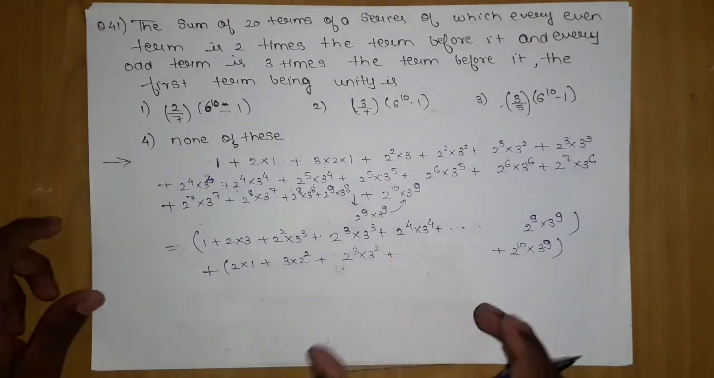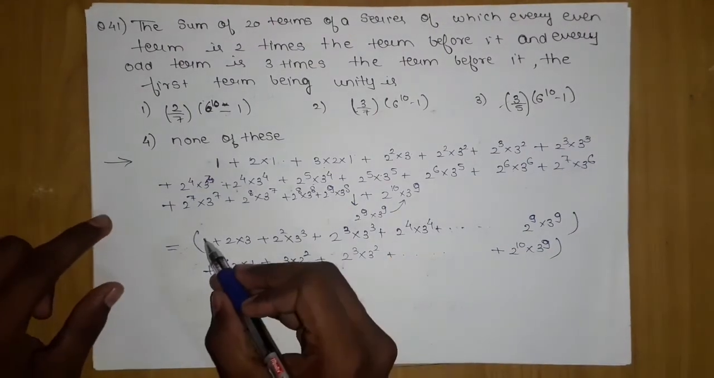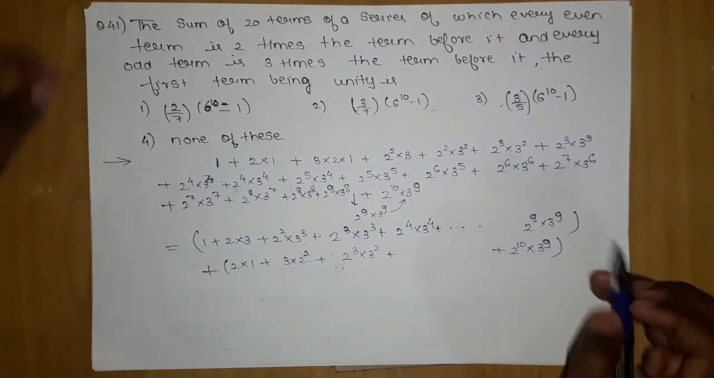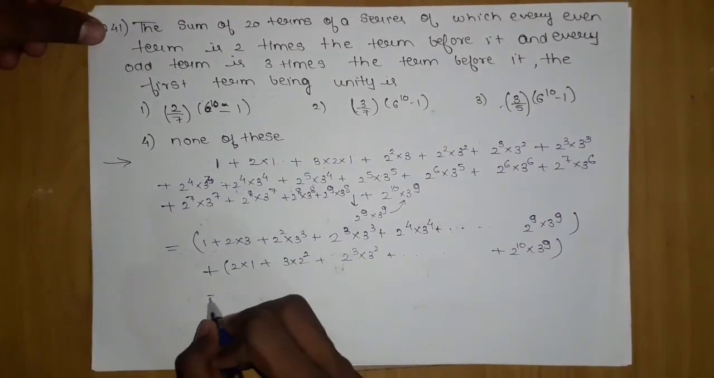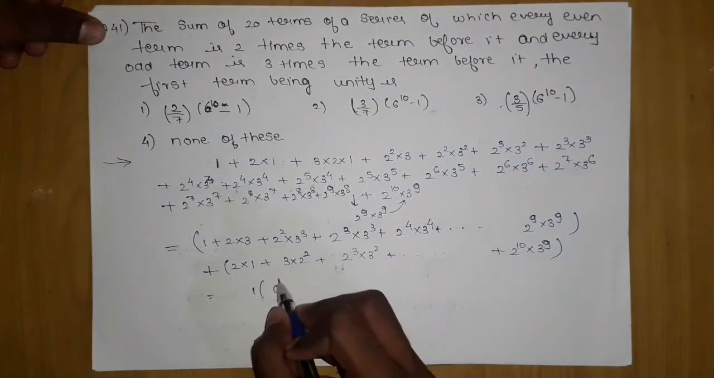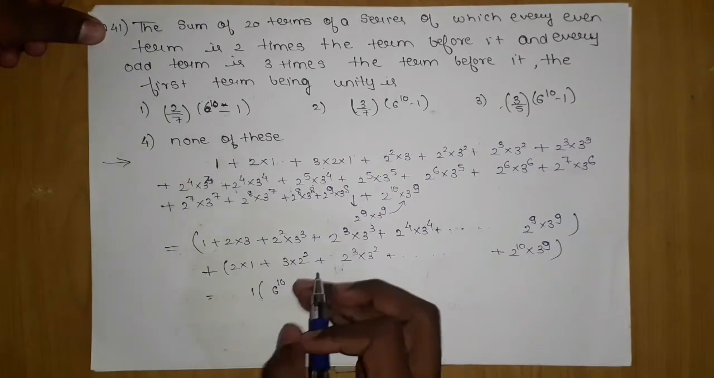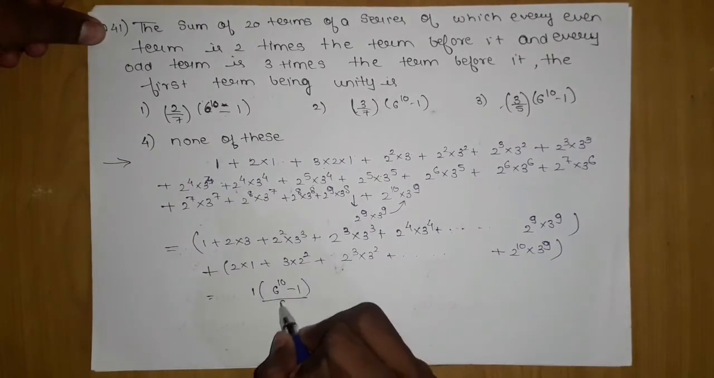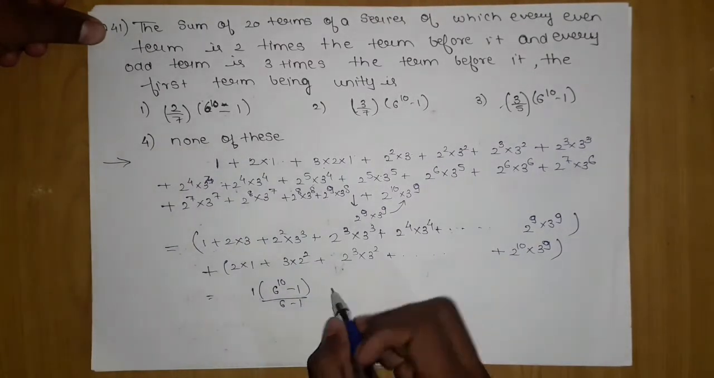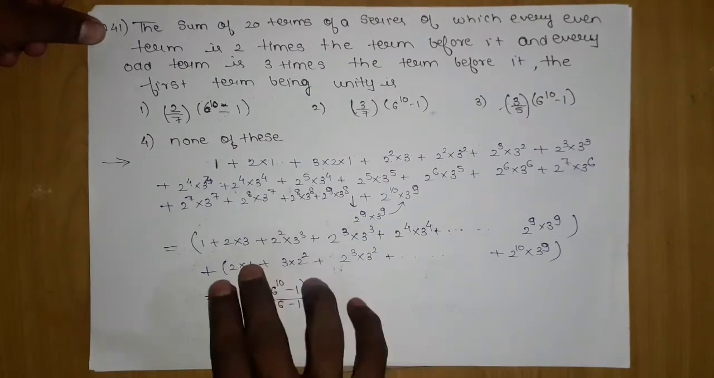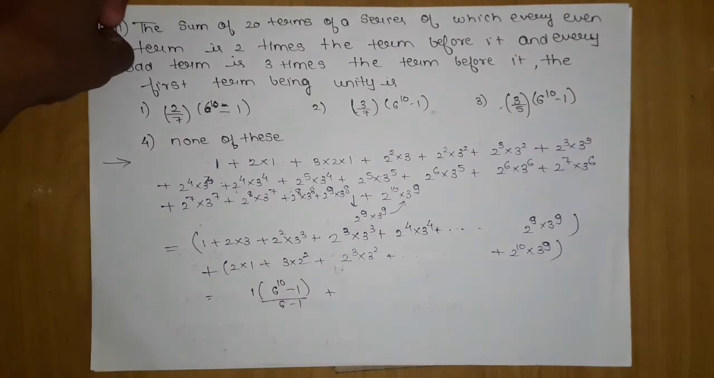The first series begins from 0 and ends at 9, so there are total 10 terms. The first term being 1, the sum is 6 power 10 minus 1 upon 6 minus 1, with common ratio 6. Similarly here, we will see in what terms.